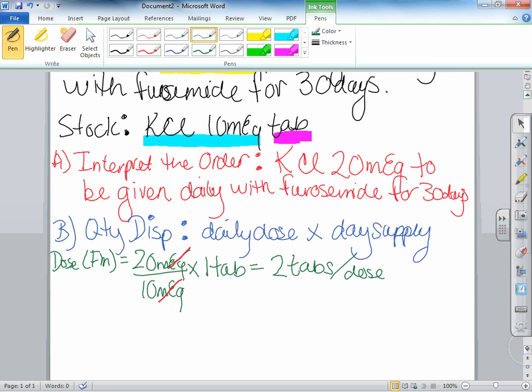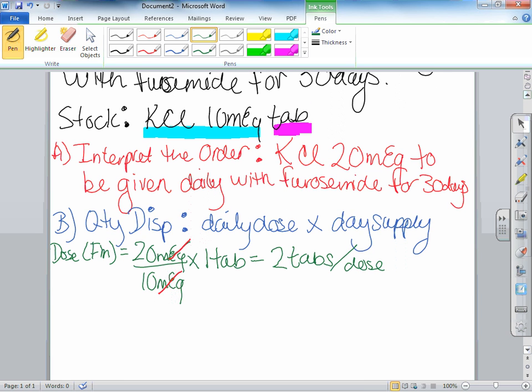Well, that's important because this is what you're going to need when typing out the instructions for the patient for the prescription label. All right. So now that you know how many tablets per dose, you're going to multiply the 2 tabs per dose by the frequency. Well, how often are they taking that? It looks like they're only taking it once a day. So that means they need 2 tabs per day, right?